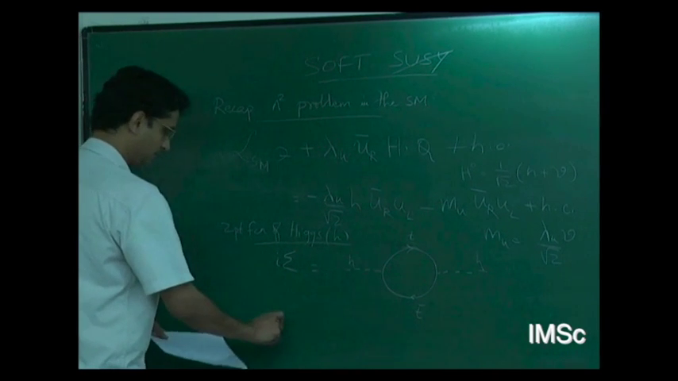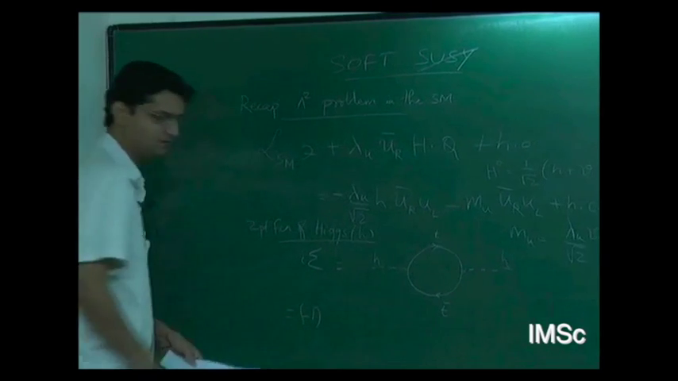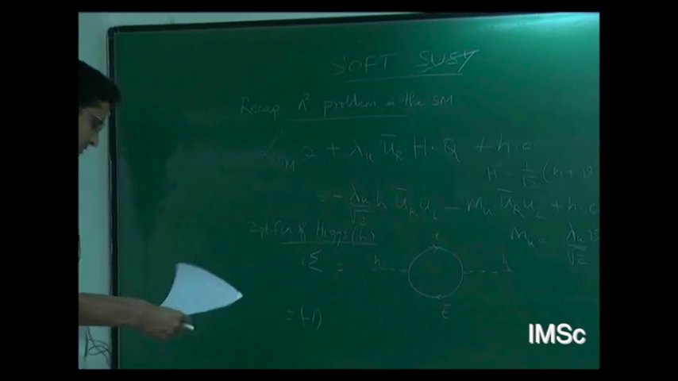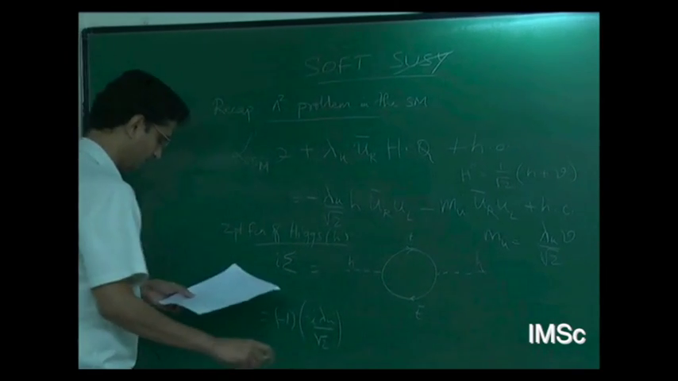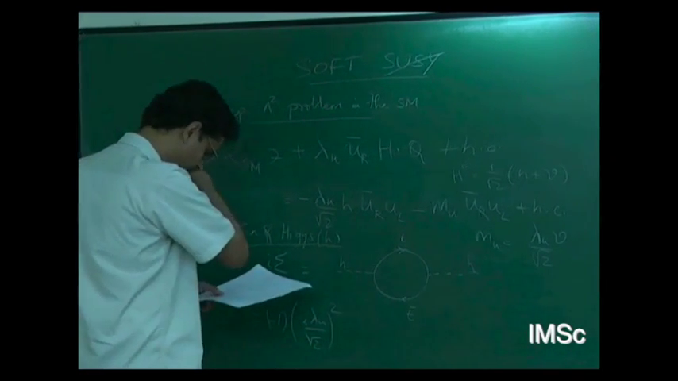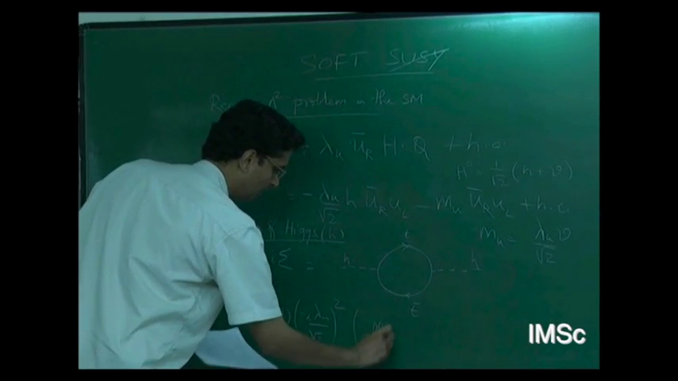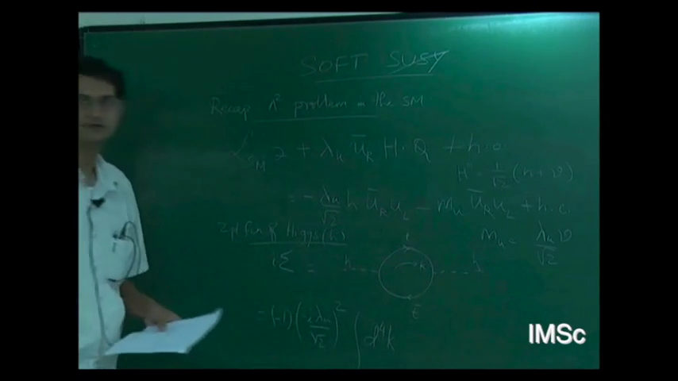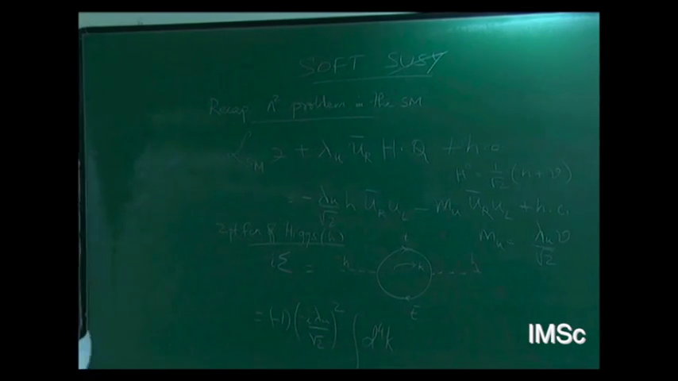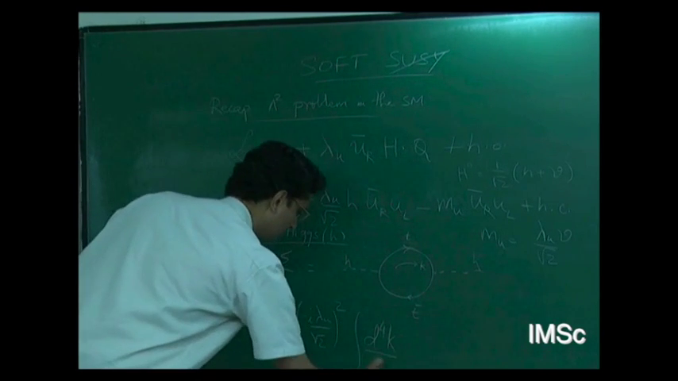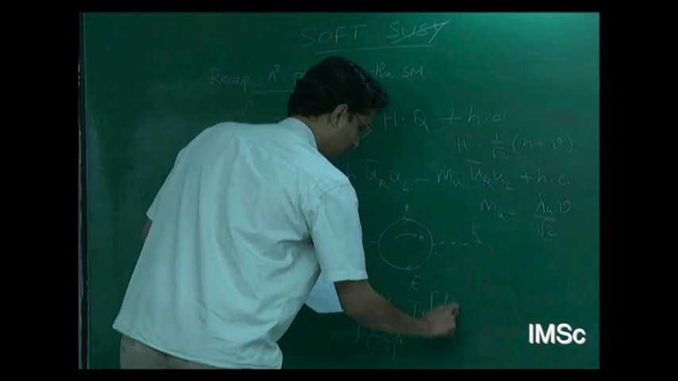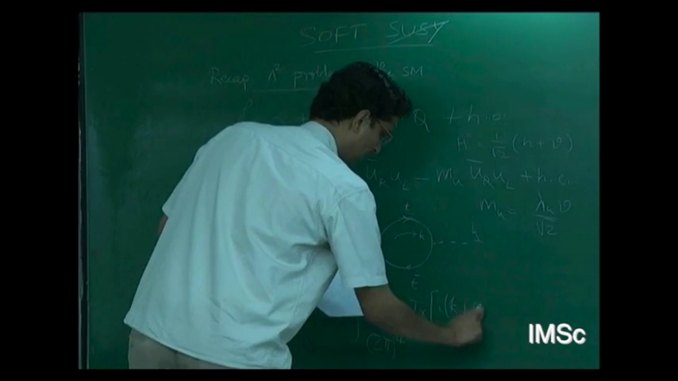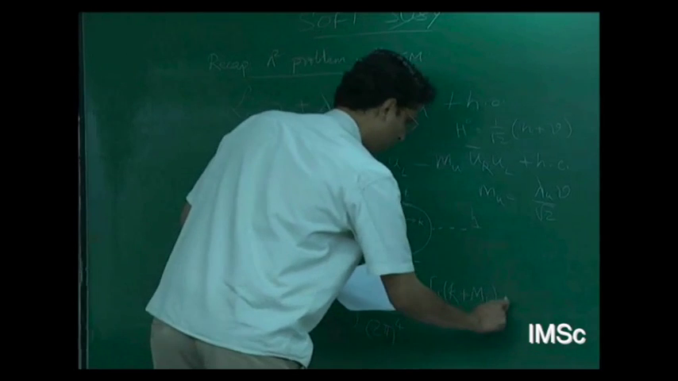So this will be, I put a minus one because it's a fermion loop, right? This is the coupling squared because there are two of them. And then there is a loop momentum k, which I integrate over. So I integrate over that loop momentum. And then there's a trace, the Dirac trace, over the two propagators, right?